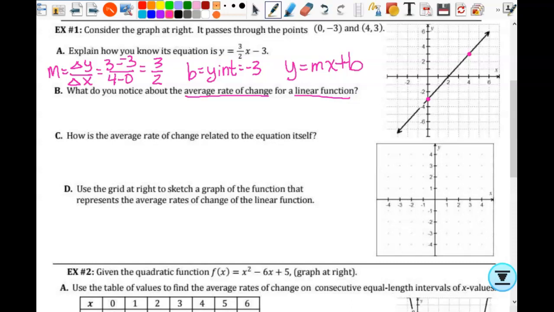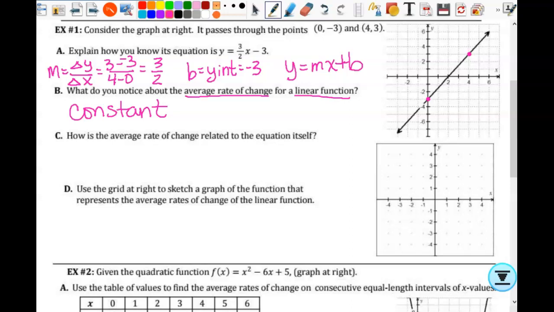How is it different than an average rate of change for a quadratic or anything else? It's constant, thank you. It is constant. It does not change, right? That's what makes it a line. That's what makes everything we're doing right now a little bit different and weird for you because our rate of change is changing and that's not something you've really looked at before.